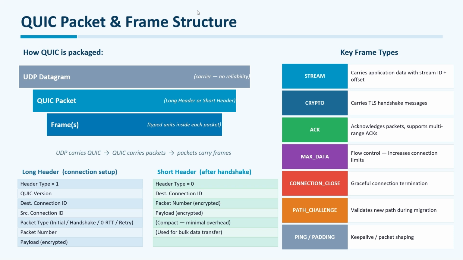NEW_CONNECTION_ID provides the peer with an alternative connection ID for migration. PATH_CHALLENGE and PATH_RESPONSE are used to validate network paths during connection migration. PING keeps the connection alive, and the peer must respond with an acknowledgement in this case. RESET_STREAM abruptly terminates a single stream without closing the connection. Here we can also see the connection setup difference between the long header and short header. UDP carries QUIC, QUIC carries the packets, and packets carry the frames.